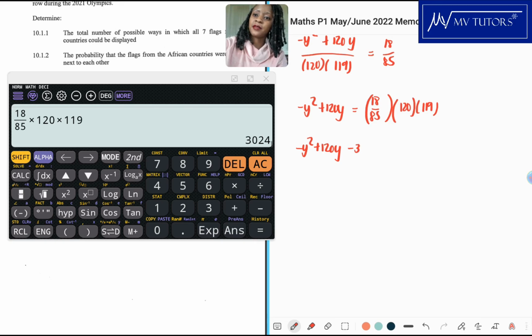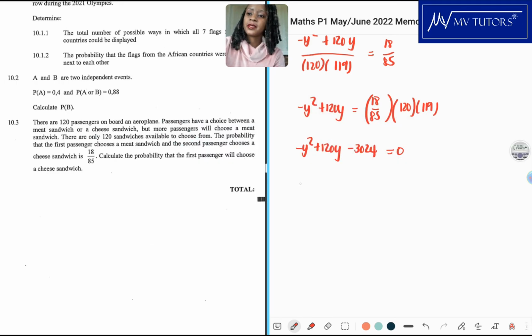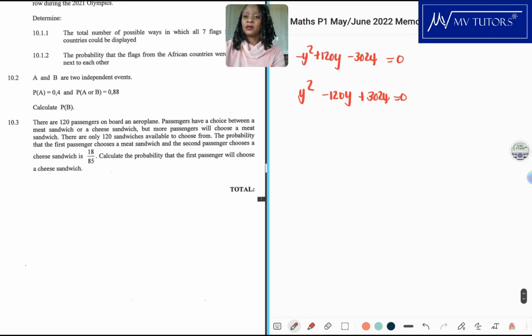So negative 3024 is equal to 0. And then if I divide everything by negative, I have y squared minus 120y plus 3024 is equal to 0. So I'm going to definitely use the quadratic formula because I am not about to look for the factors of 3024 to see what will give me 120.